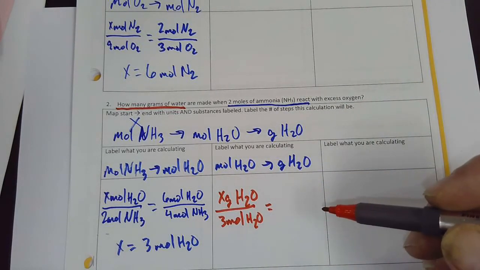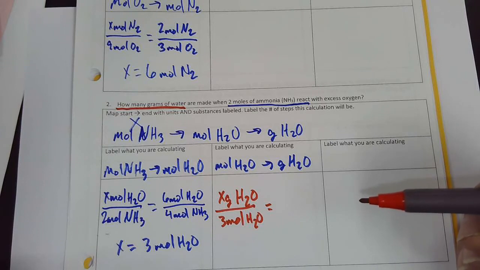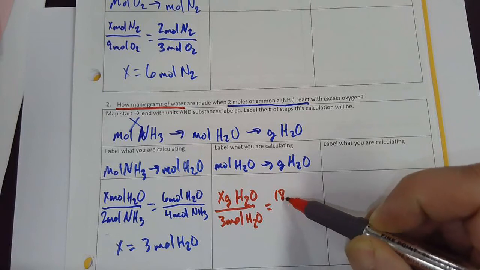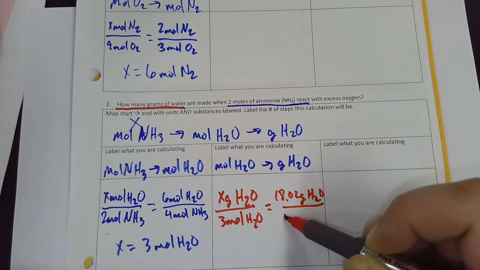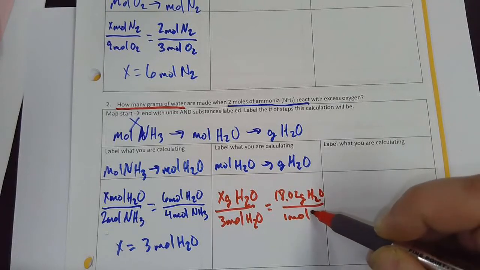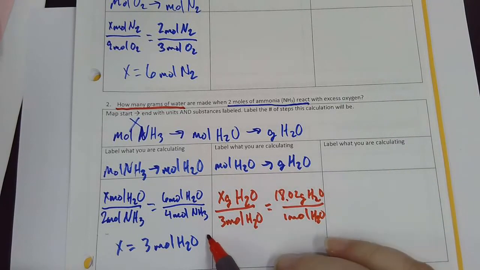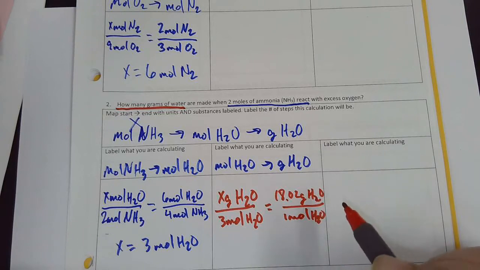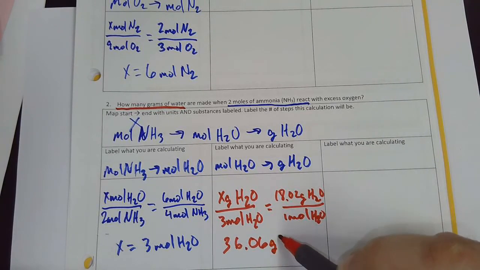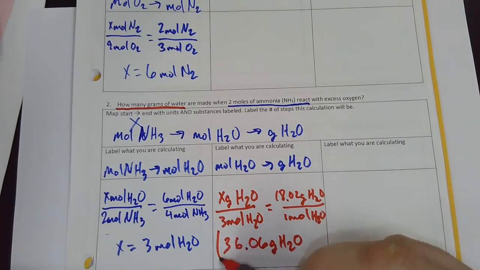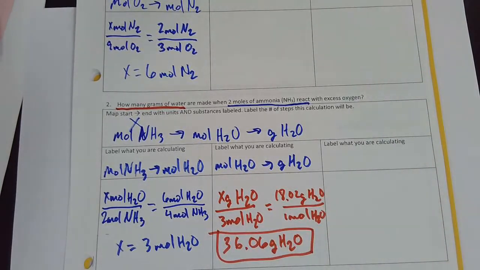The molar mass of water would be 16 for the one oxygen and then 1.01 for each hydrogen, so that becomes 18.02 grams of water for every 1 mole. 3 times 18.02 is what? So we're going to have a 6, 0, 6, 3. So 36.06 grams of H2O. And that is our final answer for that one.